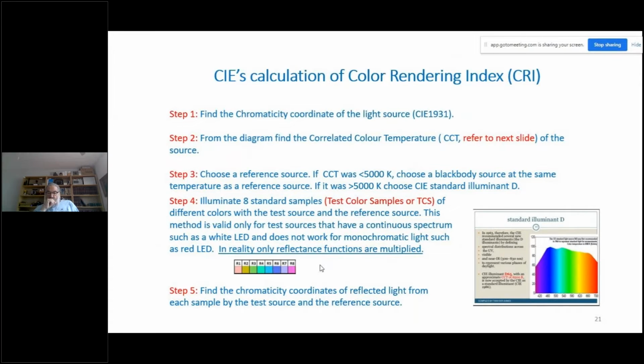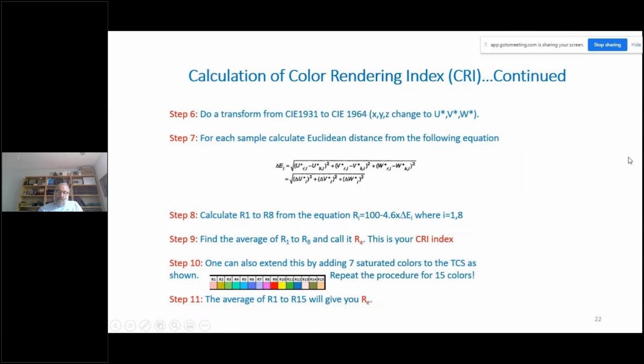In fact, there is no real illumination. They just multiply the reflectance function of these by the spectrum that you measure from the test source and also the reference source. Then you would find the chromaticity coordinates of light for each sample for the test source and the reference source. Then you have to do another transformation to the 1964 version of CIE, which has these coordinates U star, V star, and W star, and you would find the Euclidean distances between each pair of points.